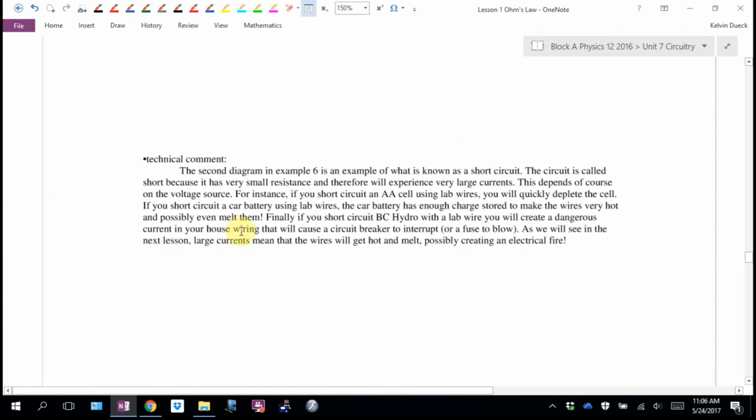Oh yeah, I knew I would have written something down. The second diagram is an example of what is known as a short circuit. It's called short because it has basically zero resistance, or almost no resistance, which means you get an almost infinite current. You get a huge current, and current is what's generating heat. This depends, of course, on the voltage source.